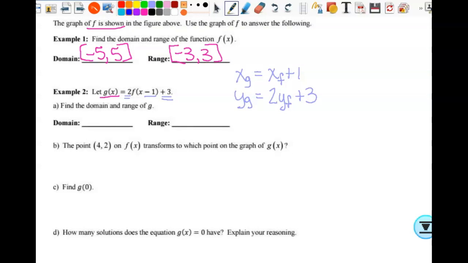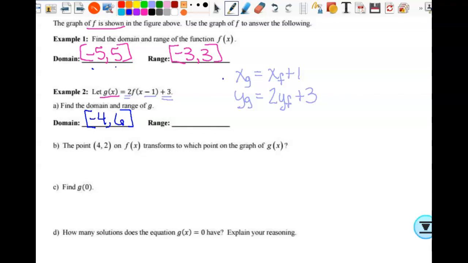The domain, does that deal with x or y? X. So these are x values. For each x value, this is what happens. So my new domain, I take the -5, I add 1, gives me -4. I have 5, I add 1, gives me 6. And hopefully that makes sense because you're going from -5 to 5. Everything just moves to the right one, so the whole domain just gets shifted over.